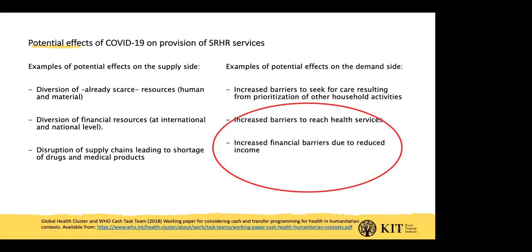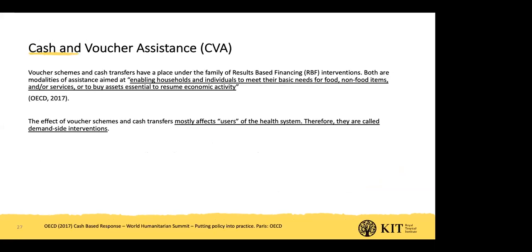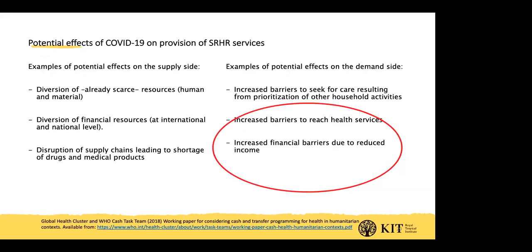Okay, we go back to the slide that we showed a few minutes ago. In this slide, now we see a red circle appearing, and basically that's where cash and voucher assistance will have the major impact, or where they can be more useful when we see where the COVID-19 situation affects SRHR services in humanitarian or emergencies. As mentioned before, CVA is more evident or more important on barriers located on the demand side. So we'll be looking at interventions that will help to reduce barriers to reach or to pay for services.